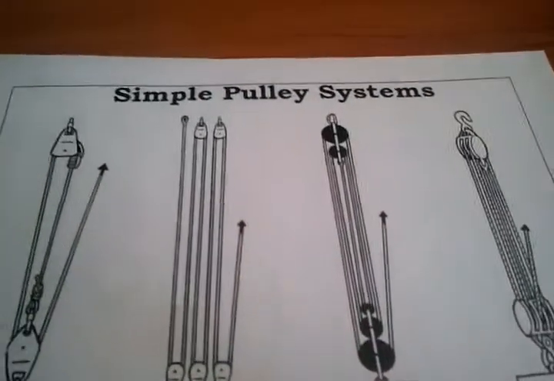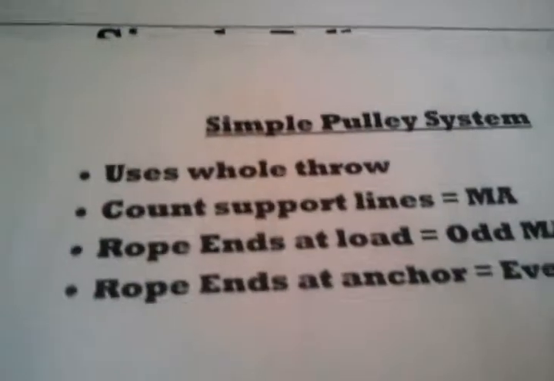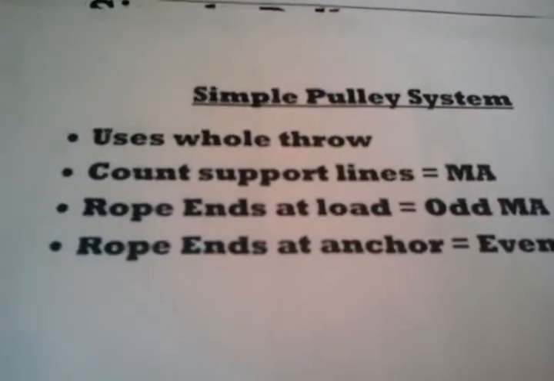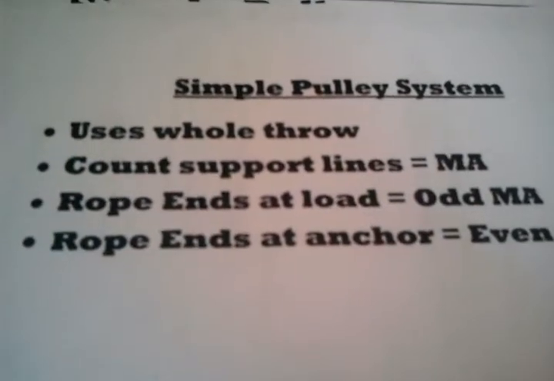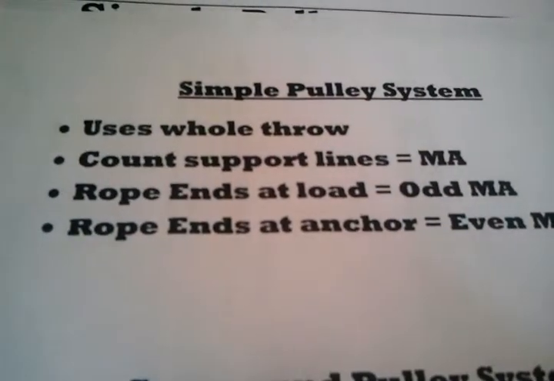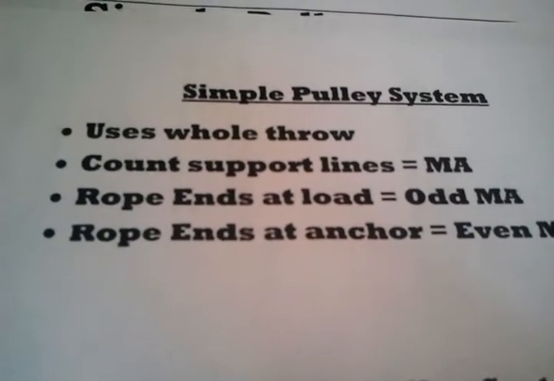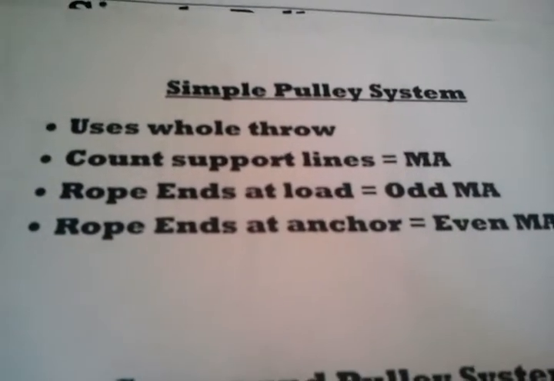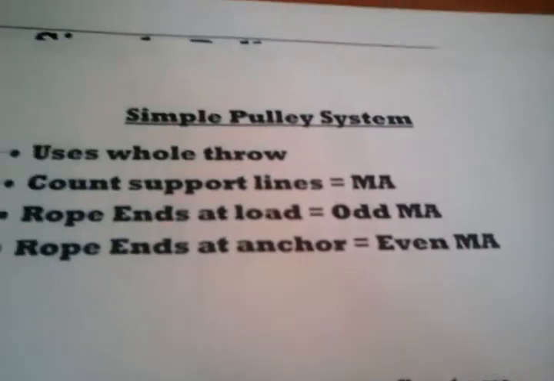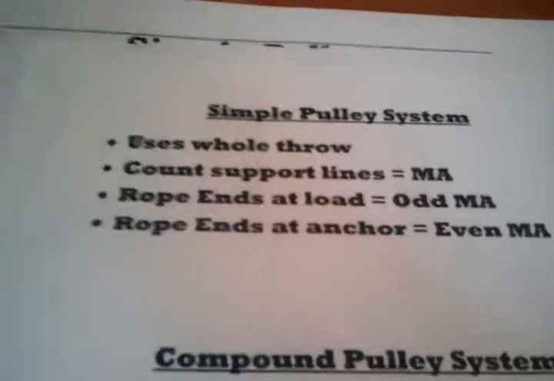To summarize, for a simple pulley system, these are the requirements. You use the whole throw, which is the whole line. Then you count the support lines to get the mechanical advantage. It also helps to know that if the rope ends at the load, it's going to be an odd mechanical advantage, and if it ends at the anchor, then it's going to be an even mechanical advantage.